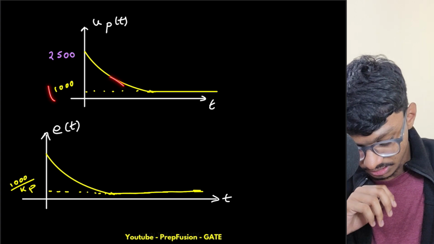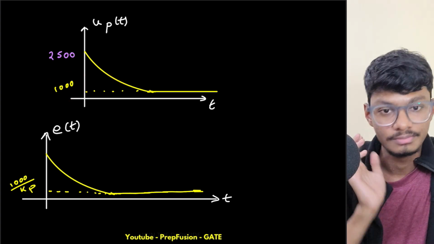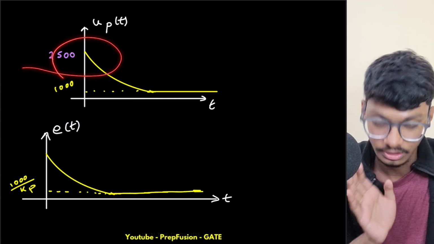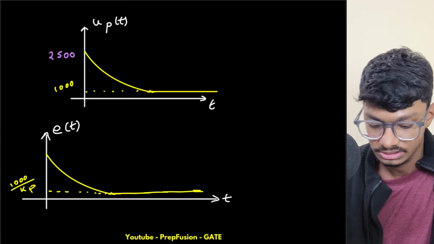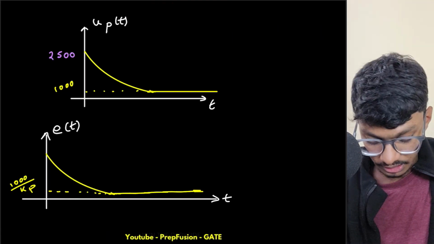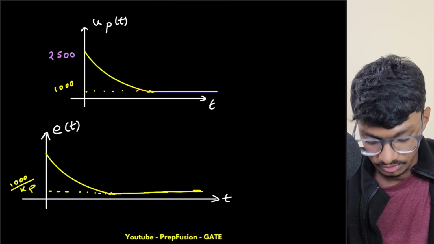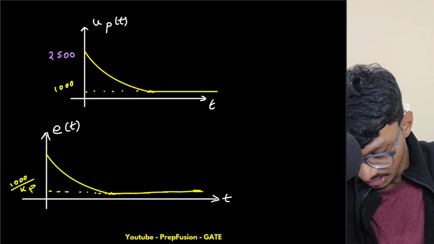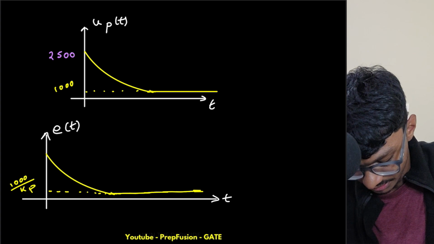So what will happen is, once it reaches 1000 rpm, it will be stable. So I directly went to the stable condition. I forgot to mention what the transient condition is. Obviously at steady state I told you that it will reach 1000 rpm, but during the transient this will happen. The speed will initially be 2500, then it will reduce. Okay, and the error signal will initially be 500 because initially it was at rest.